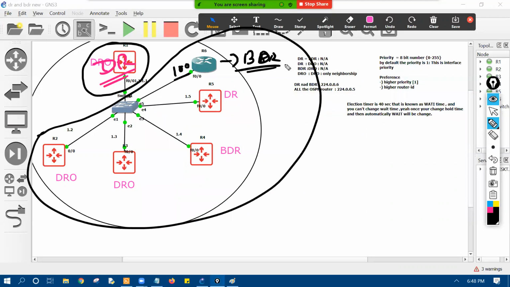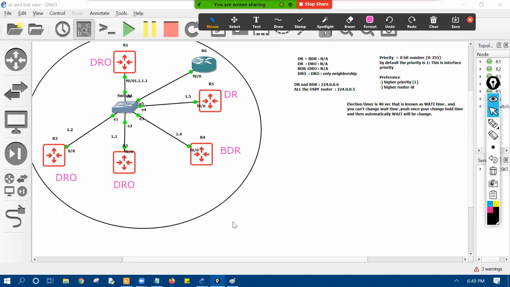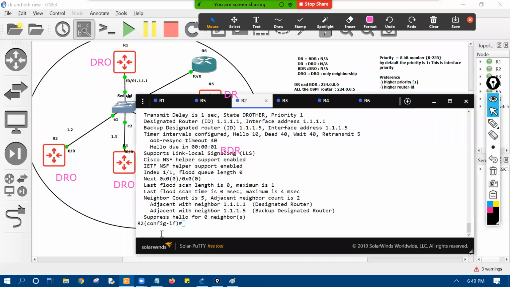Anup, where did he go? Yes sir. And who will become the DROTHER? Who will become the DR in this domain? Remaining four. Good. Come on. Understood the game.